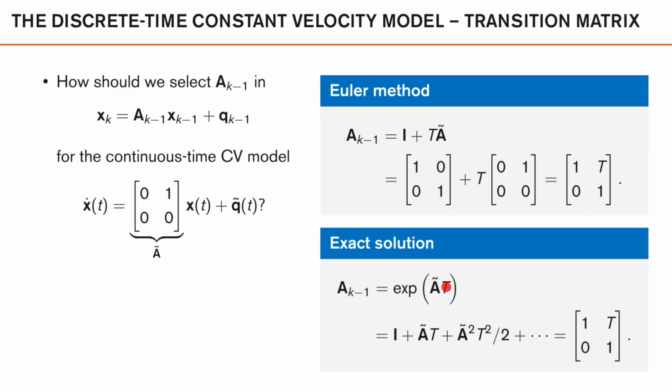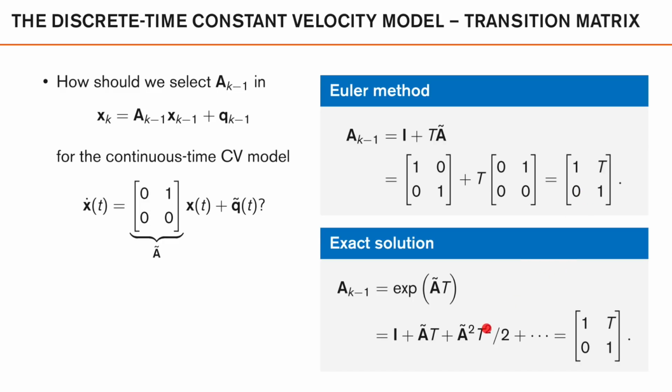If we plug in A tilde in this expression here, which we can express by this sequence here, so if we evaluate each term in this sequence, we have the identity matrix plus A tilde times T, which is what we got up here, right? Now the third term here, we have A tilde squared, which happens to be a zero matrix. So if we multiply A tilde with itself, we get all zeros out. And if A tilde squared is zero, then all the higher order terms here are also zero. So we simply get this result here, which is this matrix here. So what we can see here is that this is actually the same as what we got with the Euler method. So both methods give us the same result.